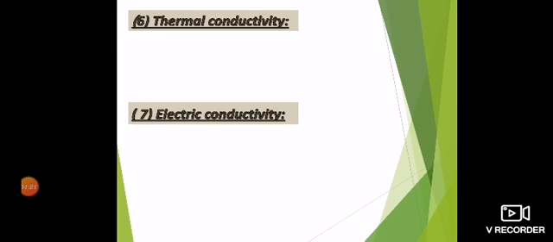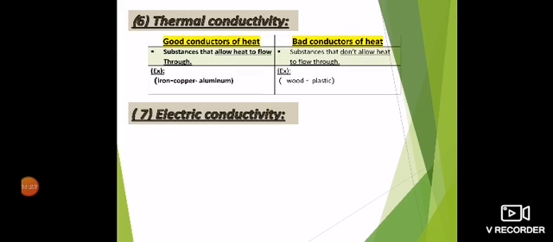Number six is thermal conductivity. There are two types of material: good conductors of heat and bad conductors of heat. Good conductors are substances that allow heat to flow through, and bad conductors are substances that don't allow heat to flow through. Good conductor examples are iron, copper, and aluminum. Bad conductors: wood and plastic.